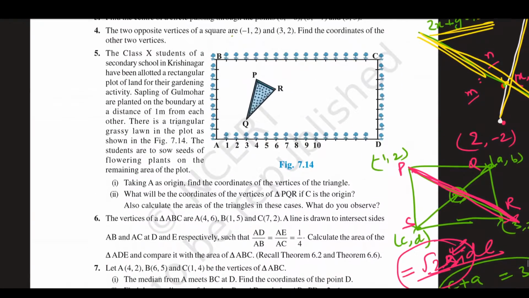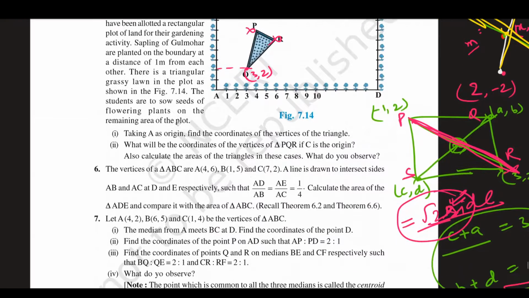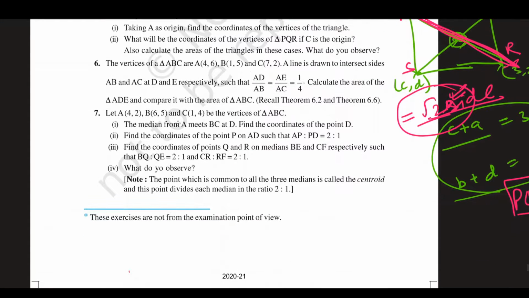Now the next question is: taking A as origin, find the coordinates of the triangle. Okay, I think that's an easy question. So you just have to look at the question. So it is 3, and here it is also 2, so it is 3 comma 2, and subsequently you can find all these, and then you can do this question. It is easy.